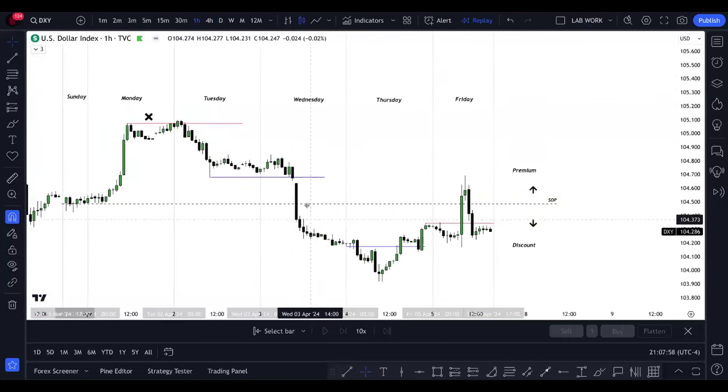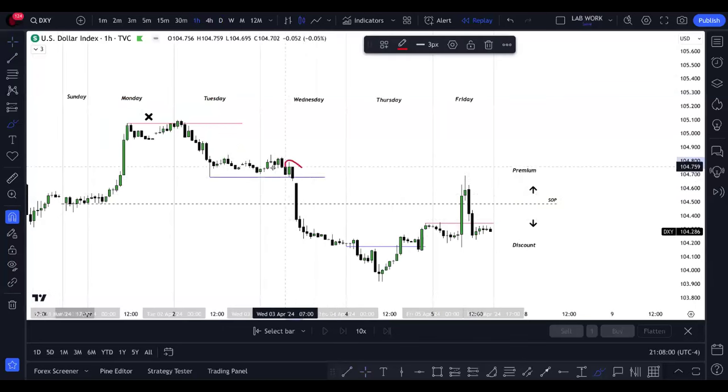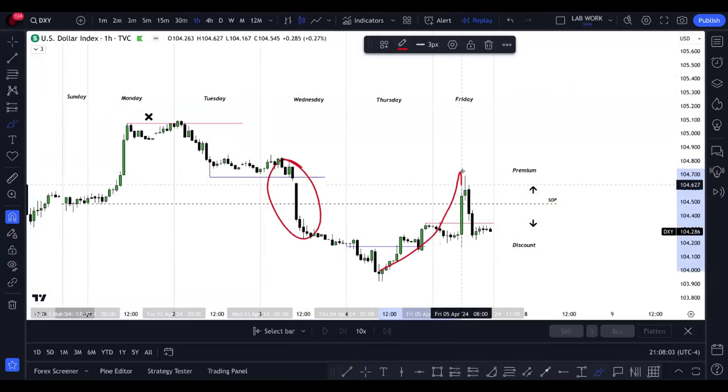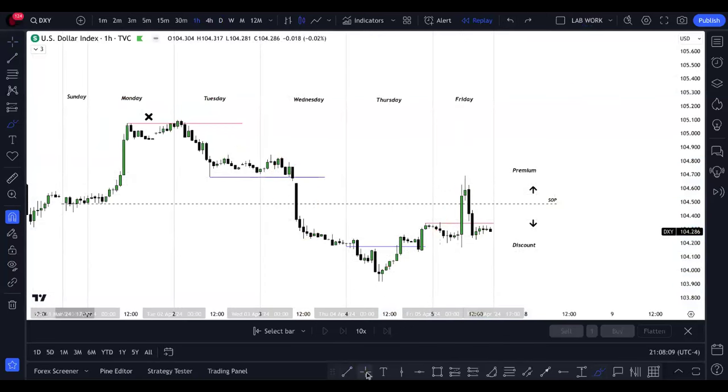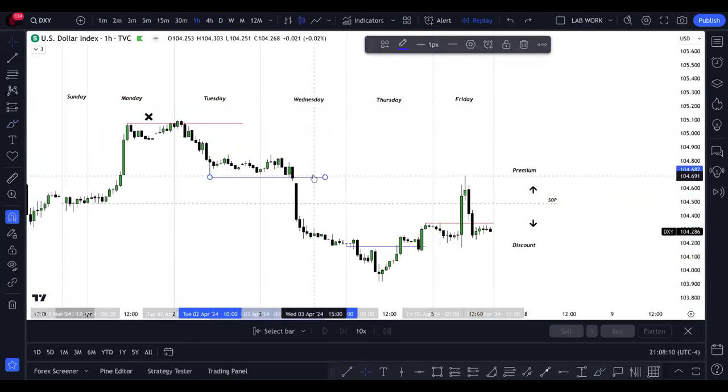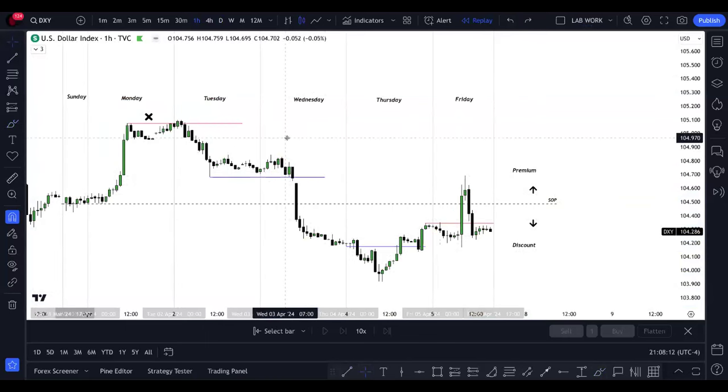But look at this inefficiency, right? It pulled right back into what? This. Pulled right into that. And might continue going short. That's the premise right now so far. But not to get too far ahead of ourselves. But that's our weekly profile.